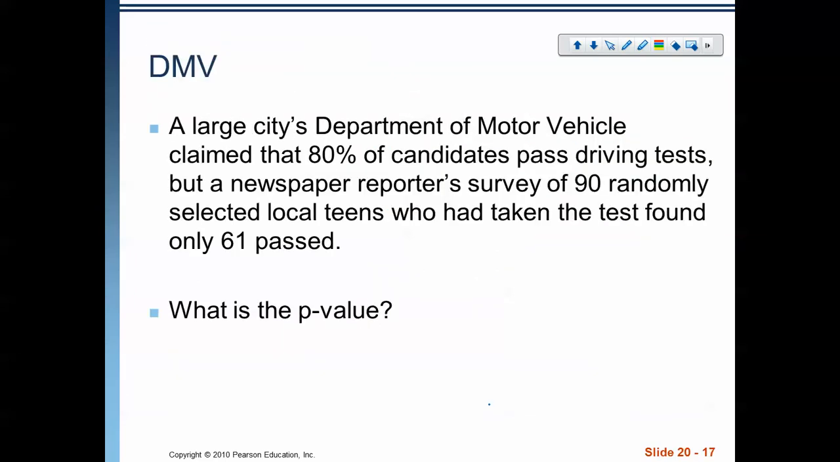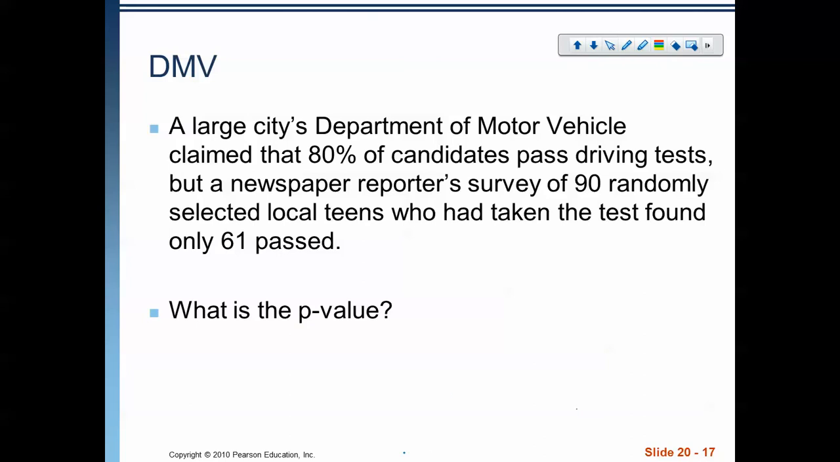So let's take it here. What's the p-value? A large city's Department of Motor Vehicles claims that 80% of the candidates pass driving tests, but a newspaper reports that 90 randomly selected local teens who had taken the test found only 61 passed. What's the p-value?